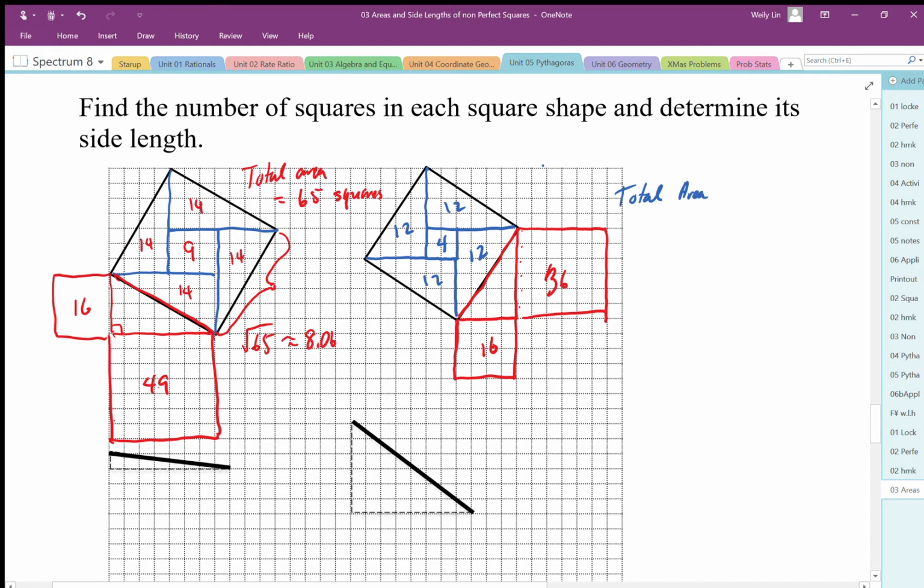Now, we've got no proof of this, by the way, but it seems like this is holding true, and it doesn't seem unreasonable either, because these two areas seem to again fit into that area. So the total area is 52 squares.